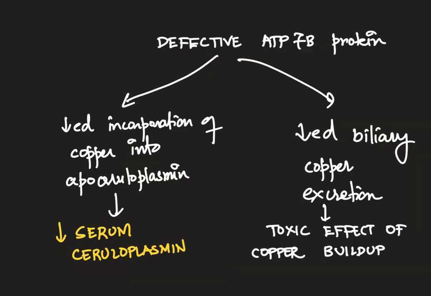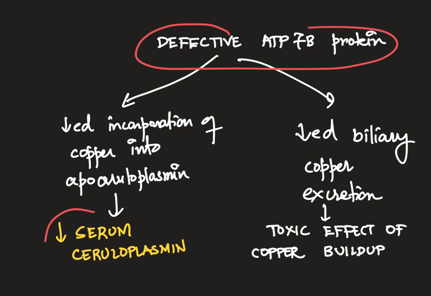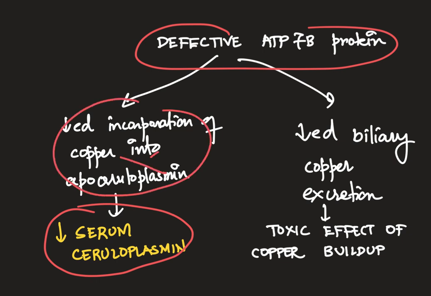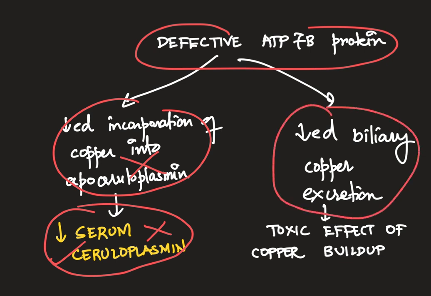So what is going to happen is that this defective ATP7B protein would cause decreased serum ceruloplasmin, because the copper cannot be packaged into apoceruloplasmin. This is not done, so it would result in decreased serum ceruloplasmin, which is a characteristic feature of this disease. So obviously there is no way the body can remove the excess amount of copper from the liver. Progressively more and more copper would accumulate in the liver, and it cannot be excreted through the bile. As it accumulates inside the liver, the liver cells would be damaged.